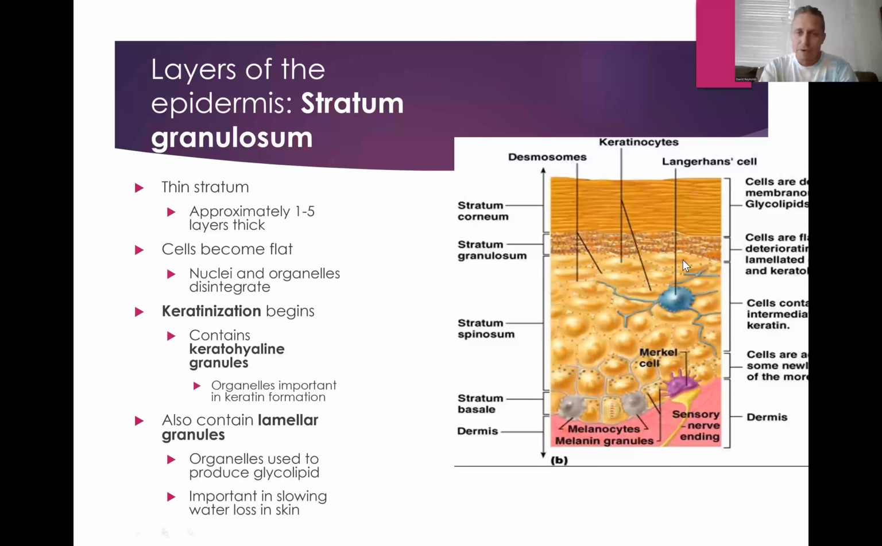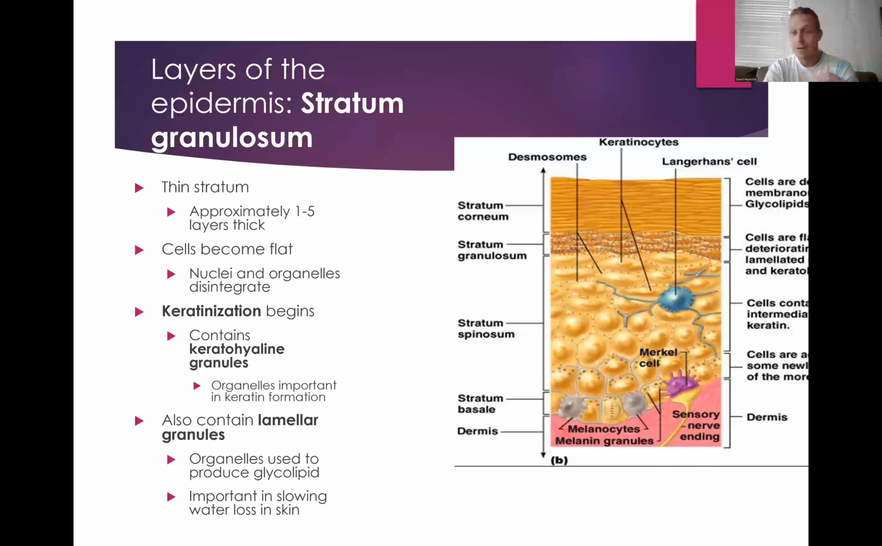All right, then we get above that, we get to the stratum granulosum. This is a small layer. It's only about 5 cells thick. This is when the cells are going to start getting flat. So they're going to start losing a lot of their organelles. They get rid of their nucleus and a bunch of different stuff because they're about to die before they get to the stratum corneum.